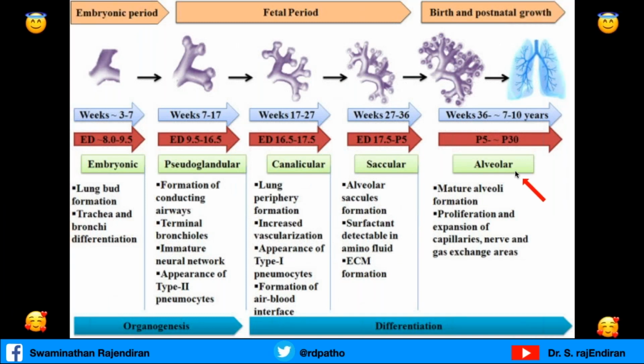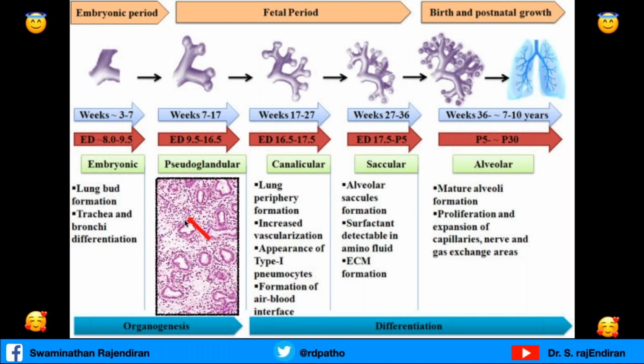So to start with the histology, you all know the lung develops in the embryonic period, then the fetal period, and then during birth and postnatal growth. Some practical points are there. First, it is known as embryonic from weeks 3 to 7, pseudoglandular from 7 to 17, canalicular from 17 to 27, saccular from gestational week 27 to 36, and alveolar from week 36 up to 10 years. By the age of 10 years, we all will have a fully developed lung.